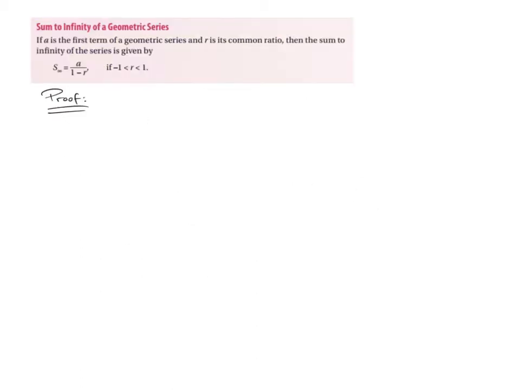There's one other thing that we have to be able to do with geometric sequences, and that's the sum to infinity of a geometric sequence. If a is the first term of a geometric series and r is its common ratio, then the sum to infinity is given by S to infinity is equal to a over 1 minus r, if r lies between -1 and 1. This proof is based on the Sn proof, so Sn is equal to a(1 minus r to the n) all over 1 minus r.